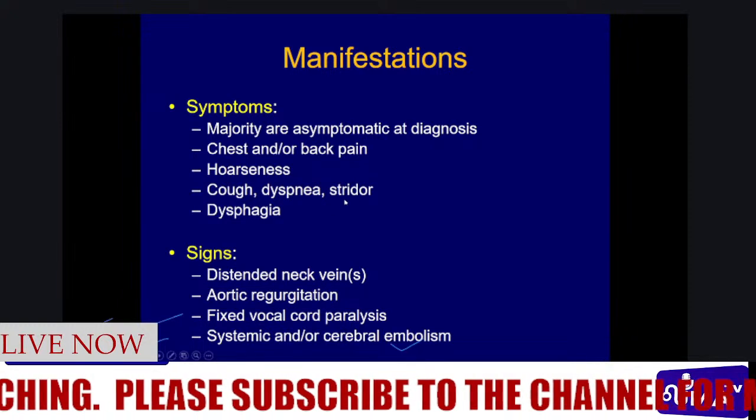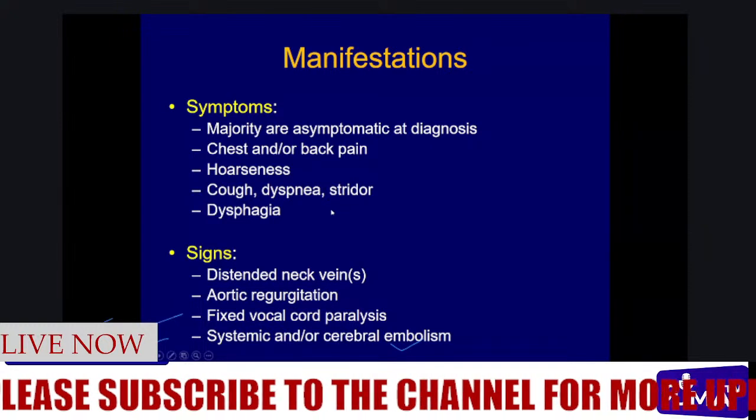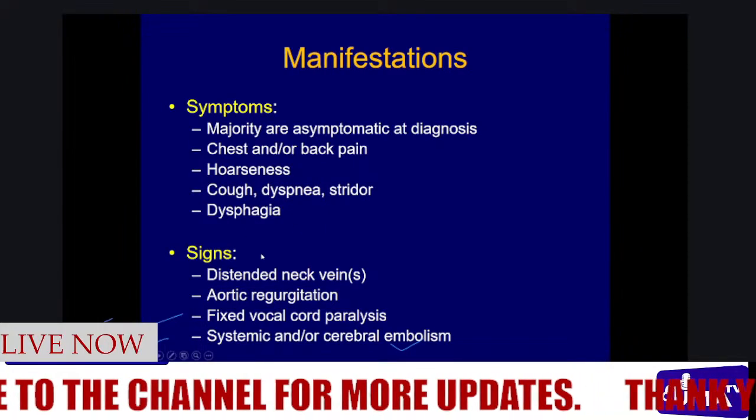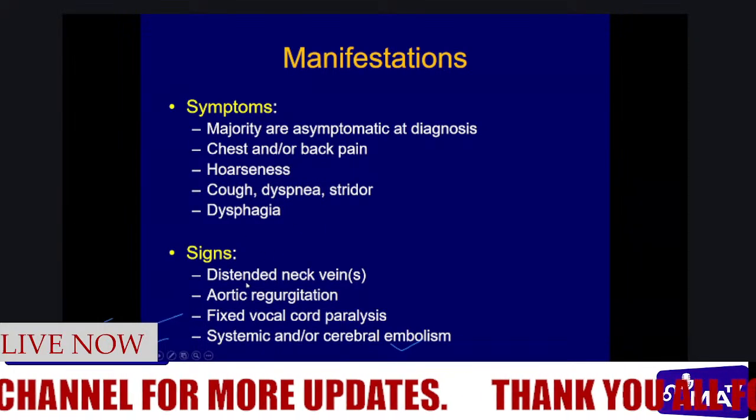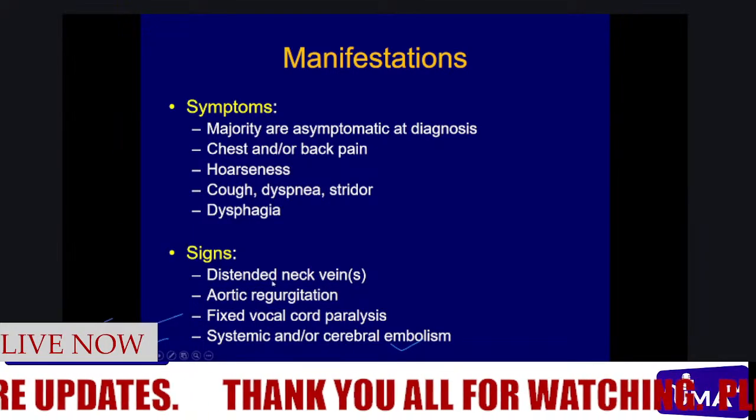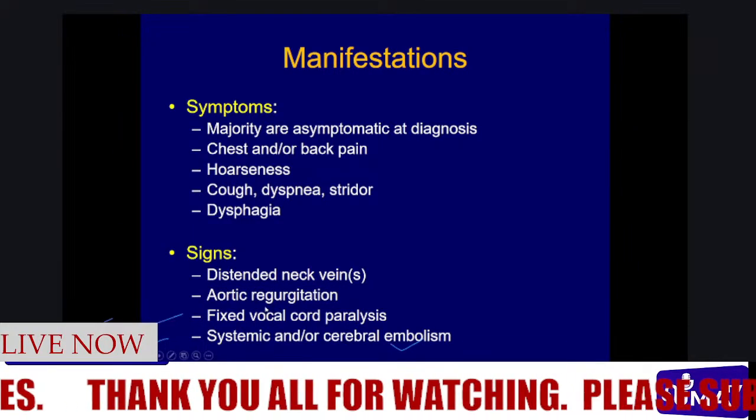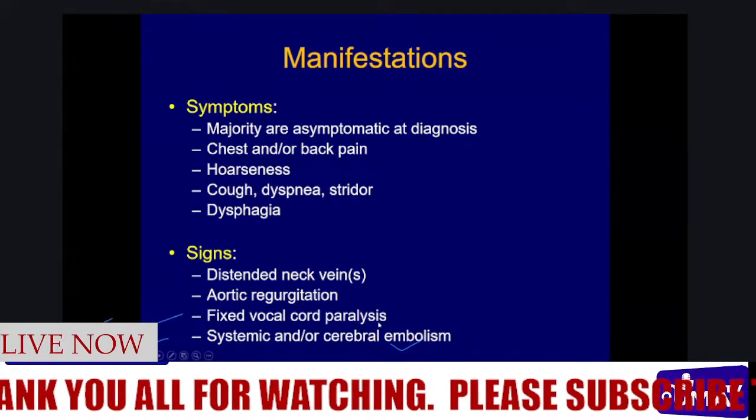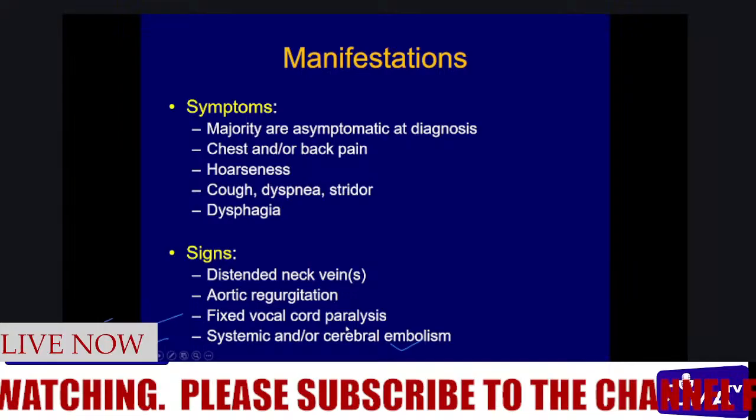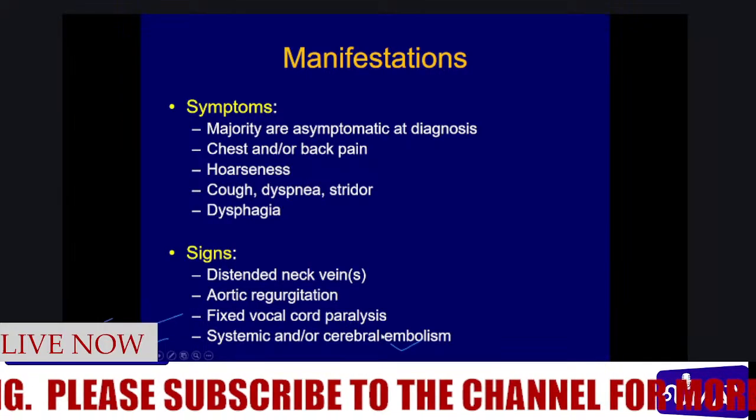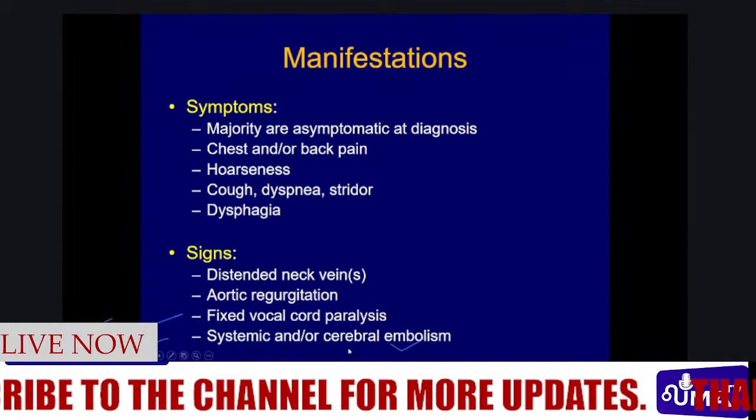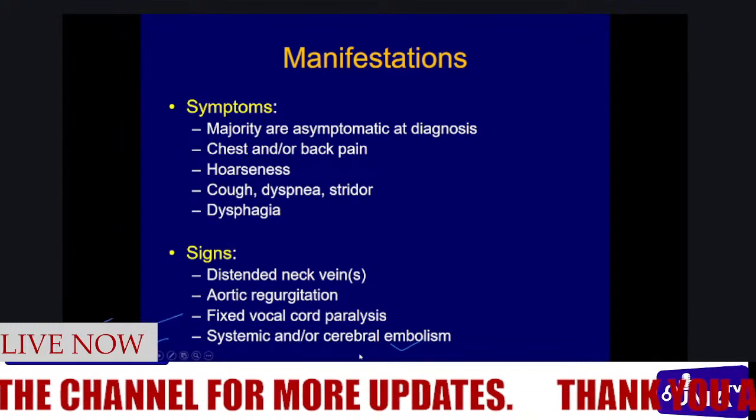Stridor usually comes because you can have compression of your left recurrent laryngeal nerve. The signs can be distended neck vessels, especially if there is compression of the superior vena cava, aortic regurgitation, which is the murmur you pick up on exam, and fixed vocal cord paralysis, basically from compression of the left recurrent laryngeal nerve. And you can have systemic features like embolism to the brain or any other organ in the body.